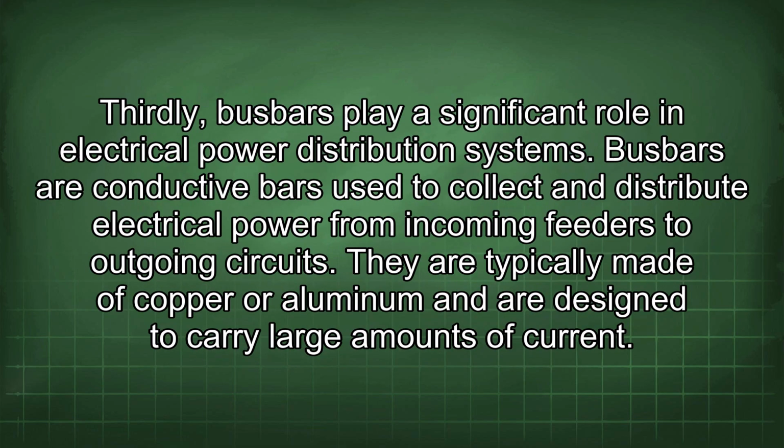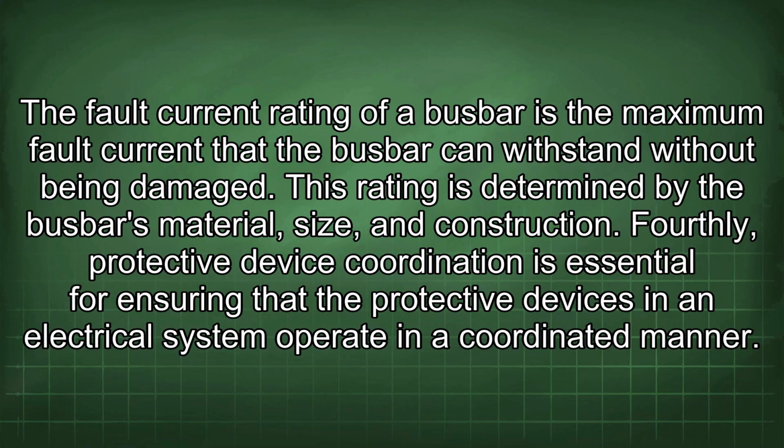Thirdly, busbars play a significant role in electrical power distribution systems. Busbars are conductive bars used to collect and distribute electrical power from incoming feeders to outgoing circuits. They are typically made of copper or aluminum and are designed to carry large amounts of current. The fault current rating of a busbar is the maximum fault current that the busbar can withstand without being damaged. This rating is determined by the busbar's material, size, and construction.